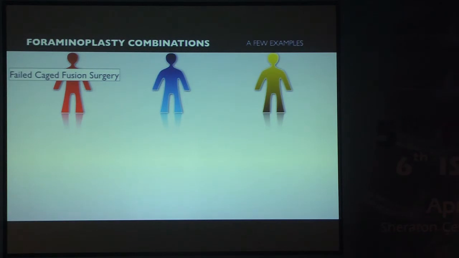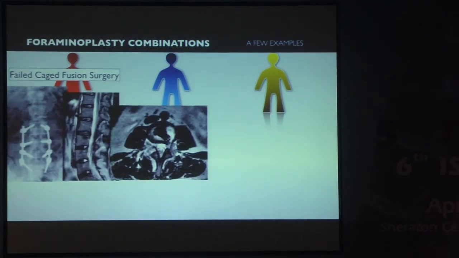So here's a case of failed cage fusion surgery. You'll see there that around the caged implants there's a great deal of activity, and at the L4-5 level there was lateral recess persistent stenosis. So we carried out a laser discectomy at L3-4 and L5-S1, cleared away the breakdown products, left the cages in situ, made sure we weren't firing the laser at the cages, and decompressed the 4-5 level in addition.